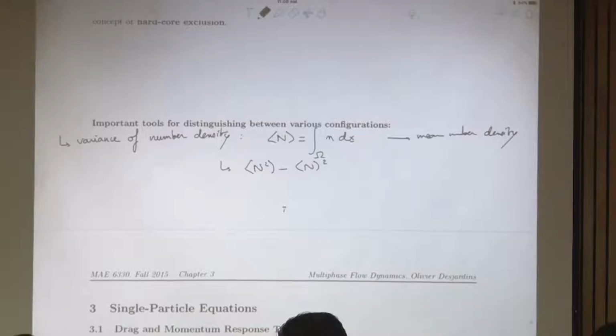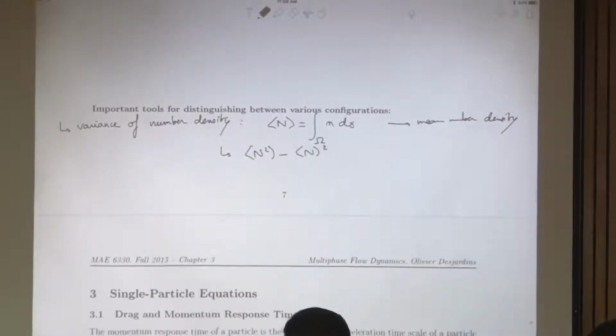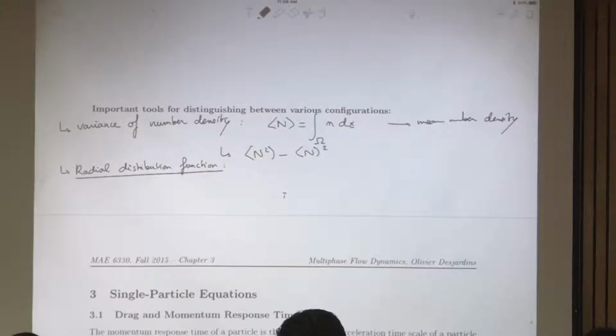There's another concept that I'll just touch upon briefly, the so-called radial distribution function. The radial distribution function is another way to think about the local characteristics of the distribution of particles. Variance is a one-point process. It's something you look at locally.